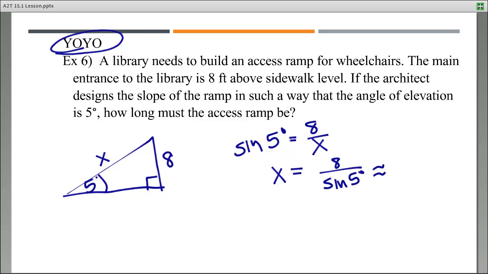And so you should have gotten, rounded to 2 decimal places, 91.79, and this time it was in feet. I got that. Hopefully you guys all got that one right. Whoop whoop, and we are done.